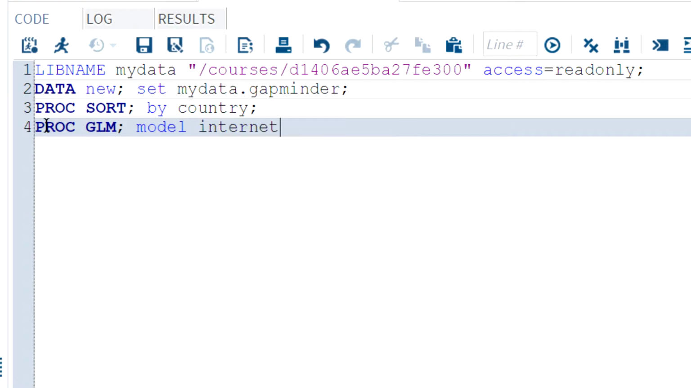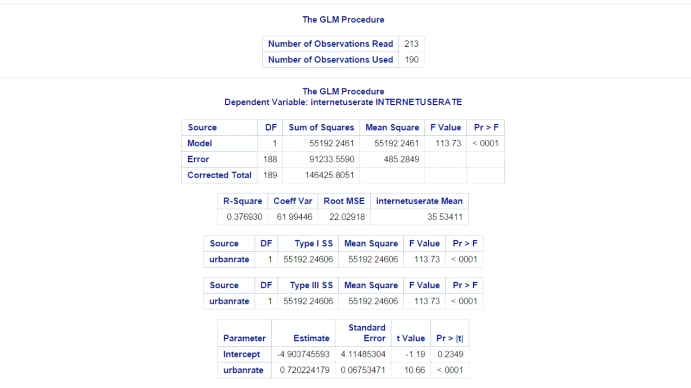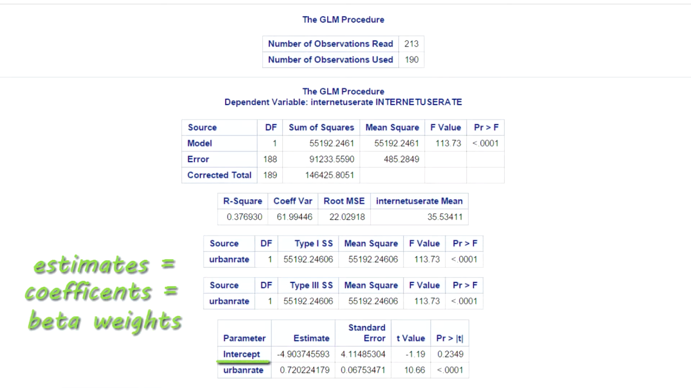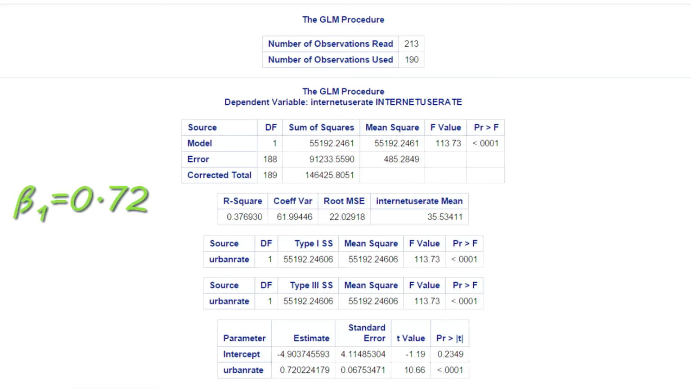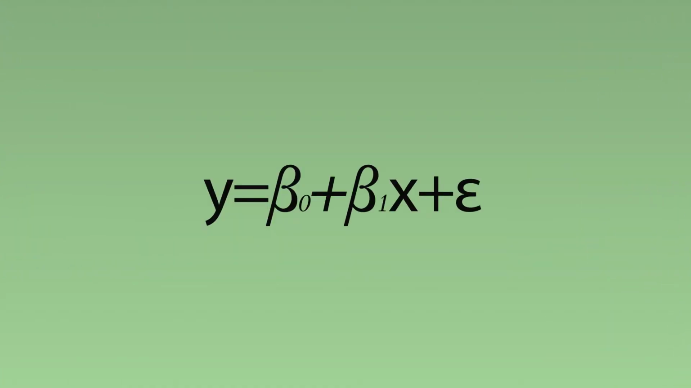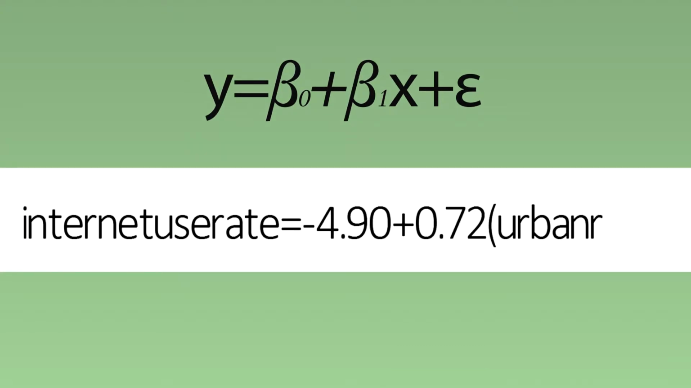So let's run this program and look at the output. First, you can see the number of observations and number of observations with complete data that were used in the model. Here we see the name of our response variable. Next, let's move to the parameter estimates at the end of our output. Here we have our estimates, also known as coefficients or beta weights, for both our intercept and for the variable urban rate. Thus, the beta sub 1 value here is 0.72, and the beta sub 0 value is negative 4.90. So we now know that our equation for the best fit line of this graph is internet use rate equal to minus 4.90 plus 0.72 times urban rate.